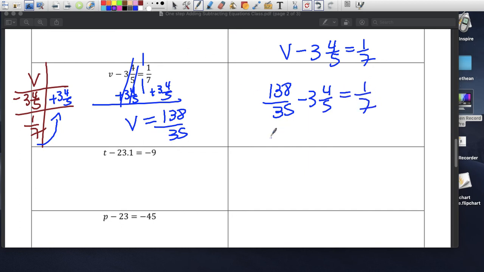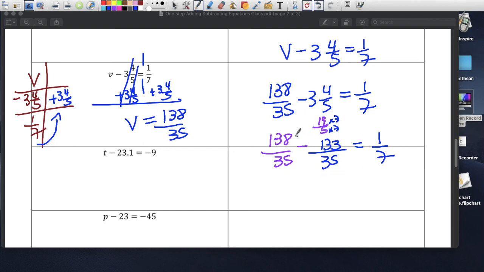So find a common denominator. 138 over 35 is not going to change. But 3 4/5 is actually 19 over 5. Right? So I'm going to change 19 over 5 to something over 35. So it's times 7, and then times 7 over here. 7 times 19 is 133, equals 1 over 7.